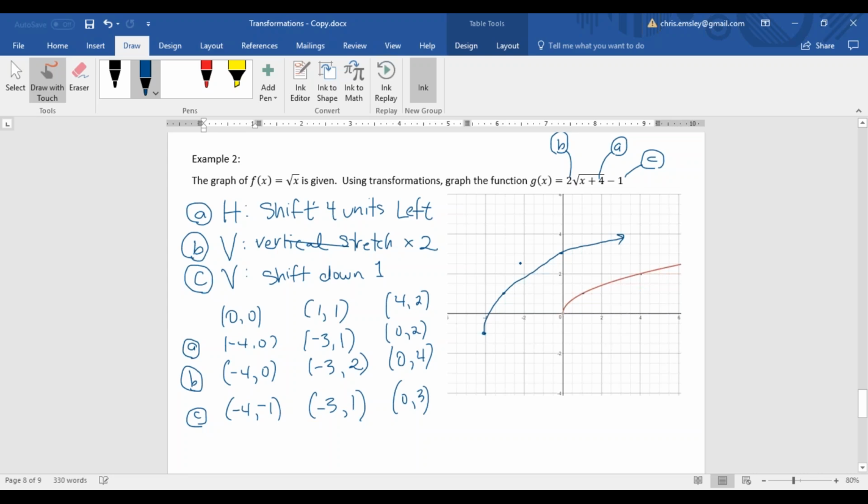So it took it over to the left, it stretched it up vertically, so every point moved up, and then it shifted the whole thing down by 1. Okay, transformations definitely take some time and some practice, but hopefully this gave you a good start.